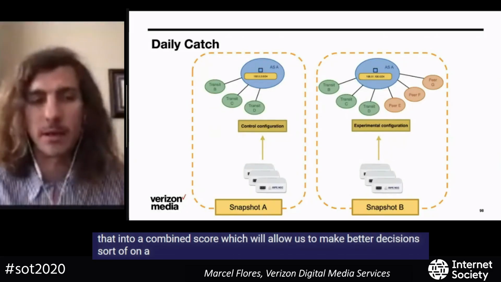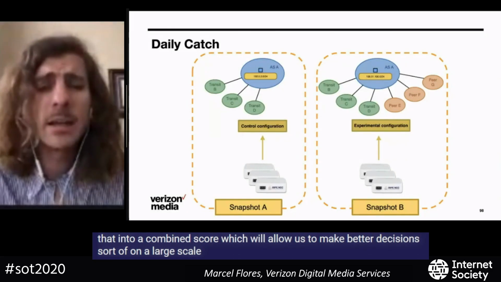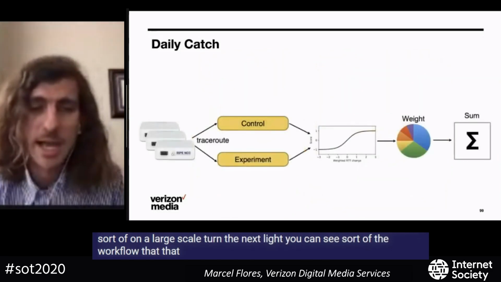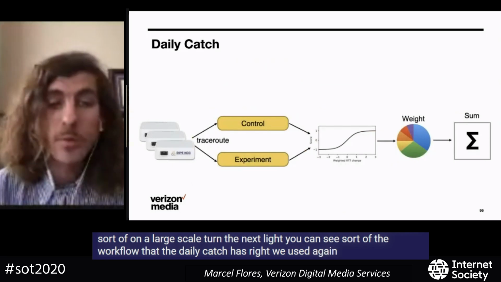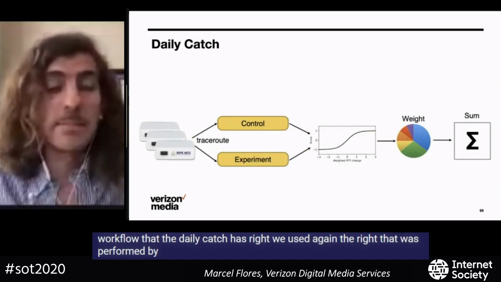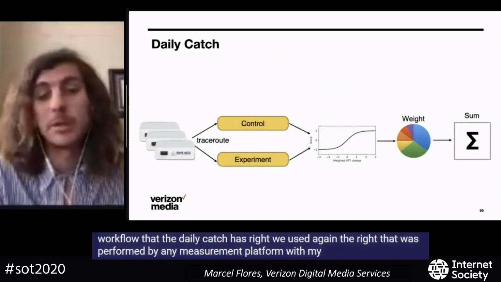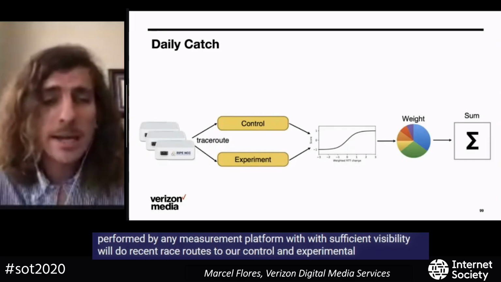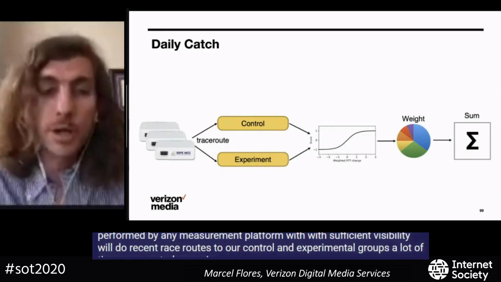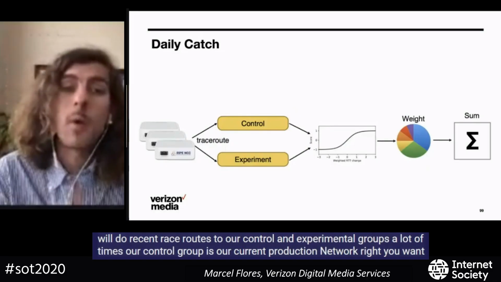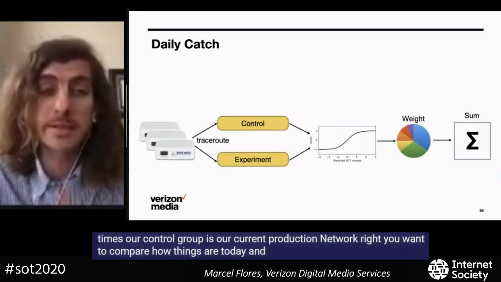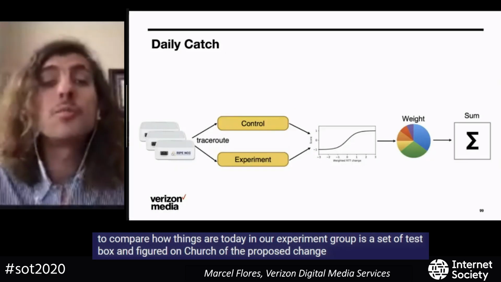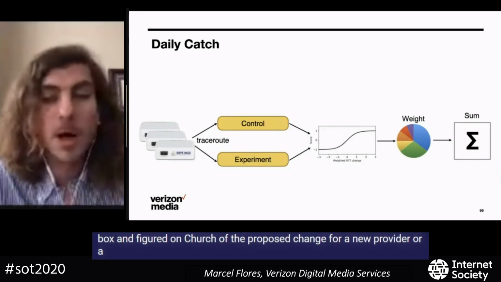but we can also distill that into a combined score, which will allow us to make better decisions on a large scale. So on the next slide, you can see the workflow that DailyCatch has, right? We use, again, the RIPE Atlas platform, but again, any measurement platform with sufficient visibility will do. We send traceroutes to our control and experiment groups. A lot of times our control group is our current production network, right? We want to compare how things are today, and our experiment group is a set of test blocks configured on a proposed change. For example, a new provider or a shift in our policy.